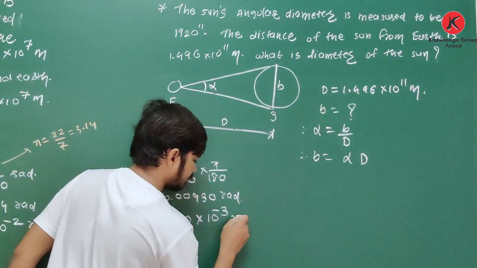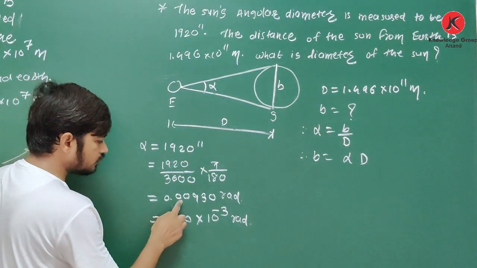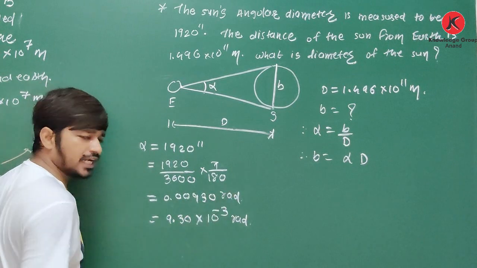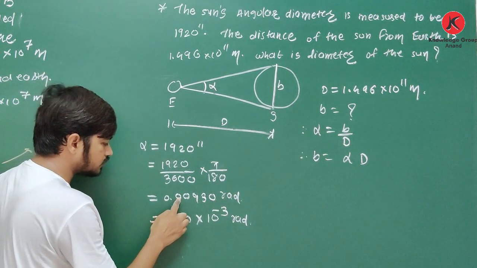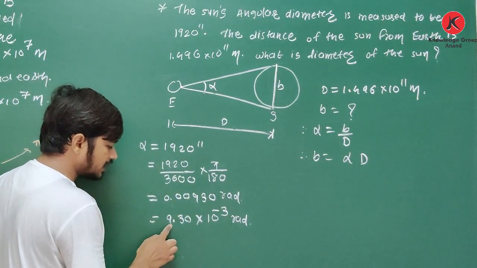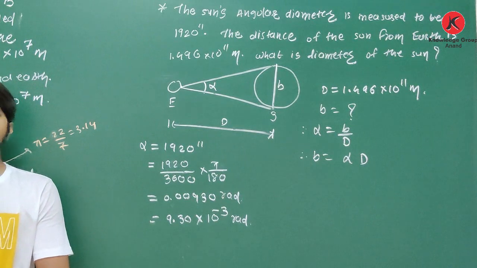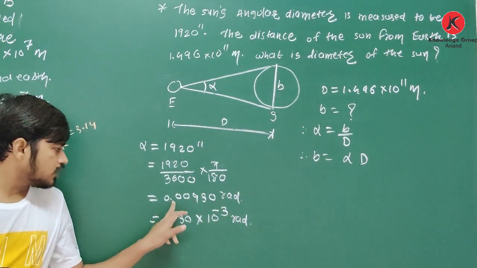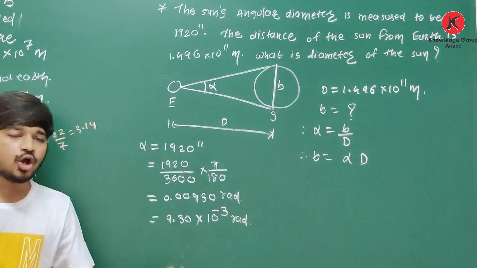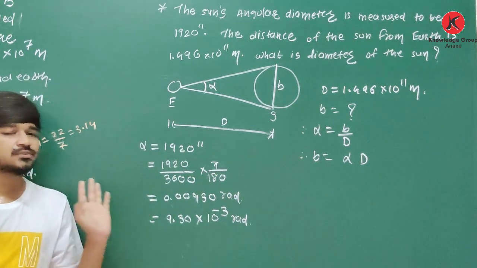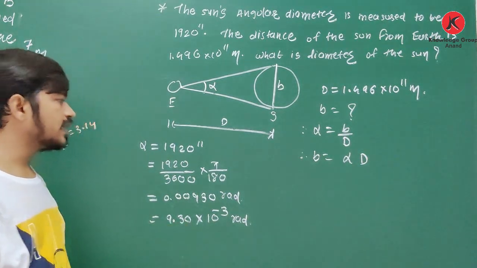Clear about this? Again, 0.00930 radian. I have to displace this decimal point by 1, 2 and 3, so 9.30 into 10 raised to minus 3. Why 10 raised to minus 3? Because we moved 3 steps to the right side of the decimal point. Clear about this? Okay, so that is how to write your answer.